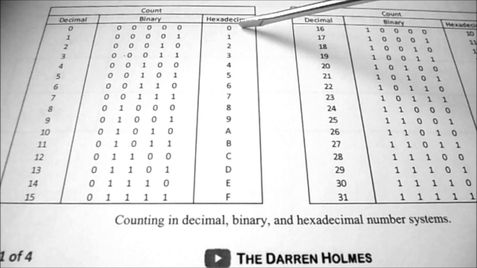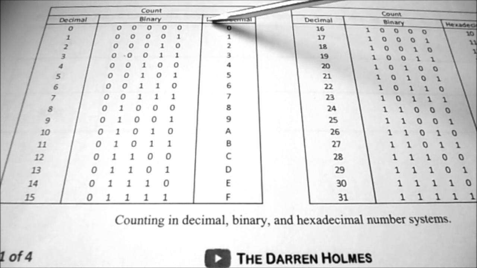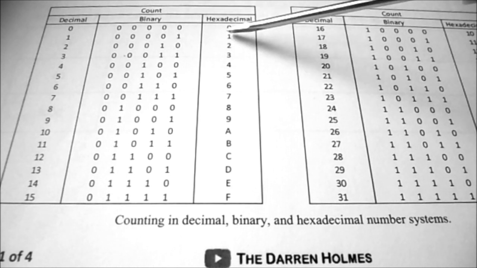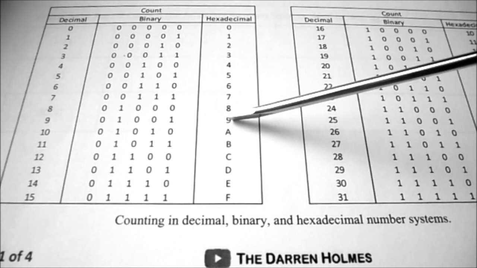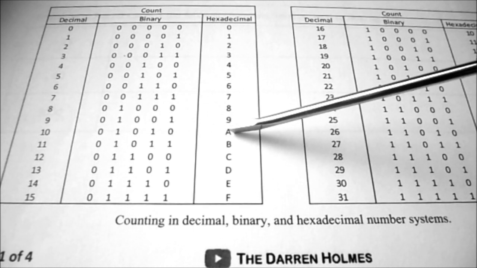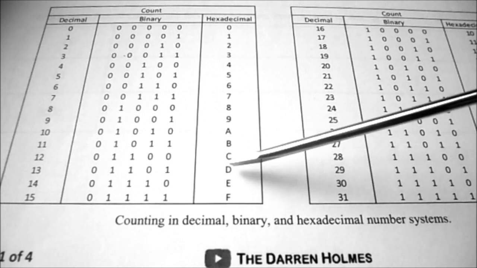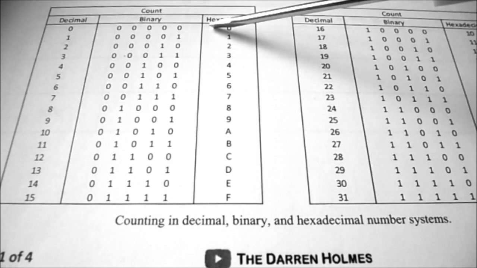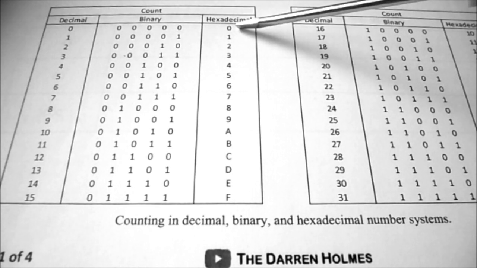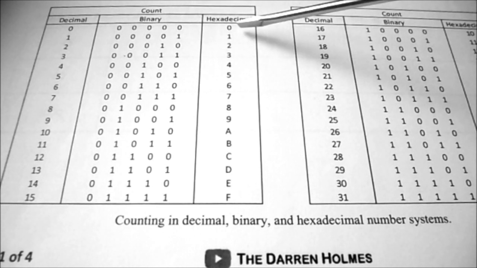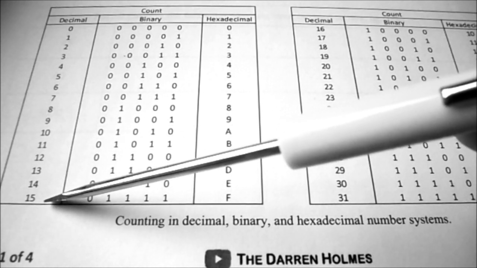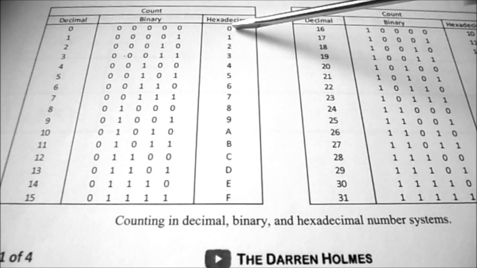In the hexadecimal system, hex being 6, decimal being 10. So we go 0 through to 9, and then the next number after 9 is A. So we have A, B, C, D, E, and F, which makes up the hex part of hexadecimal. F is actually 15 because our numbering system starts at the number 0.